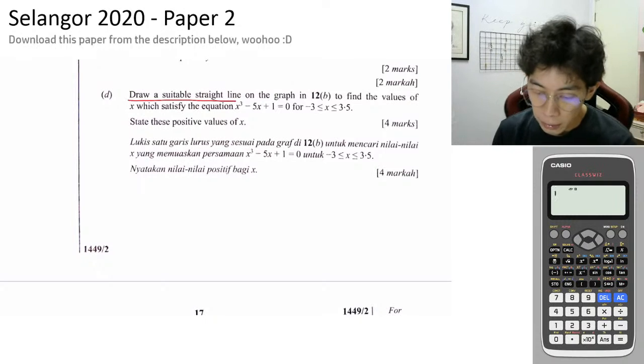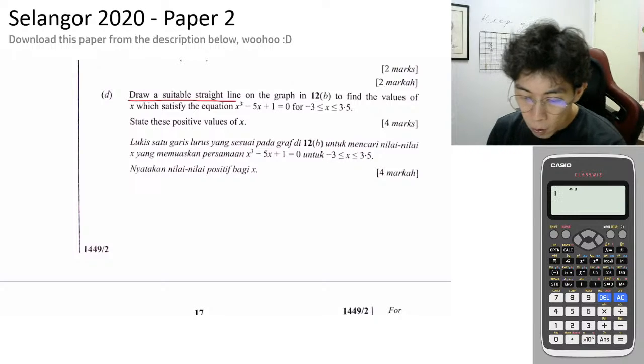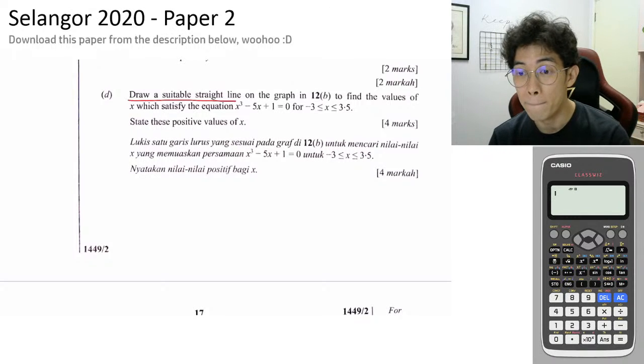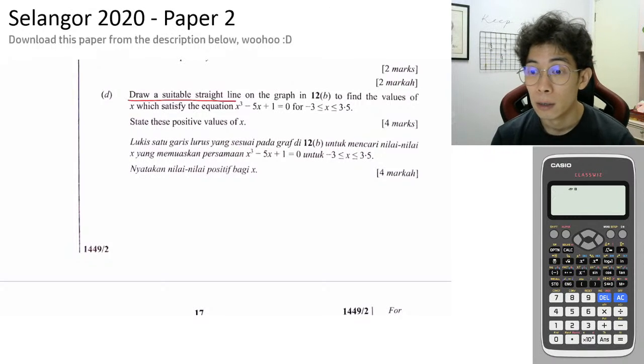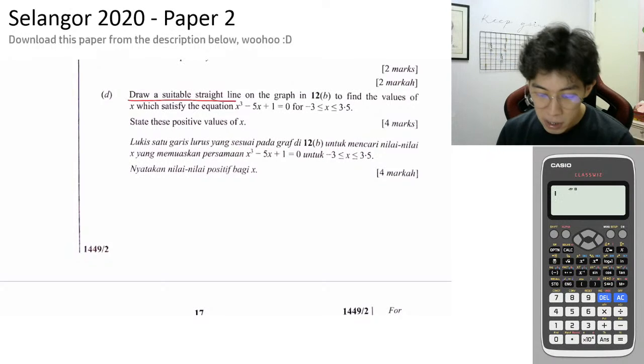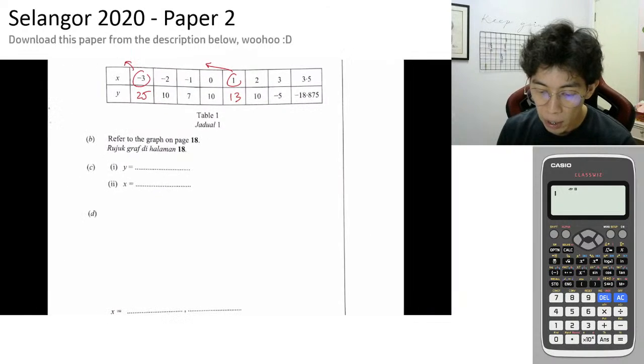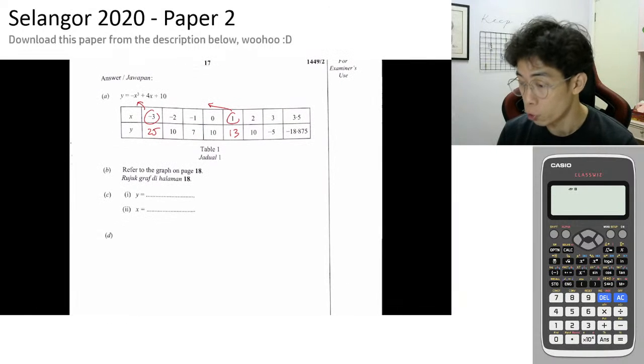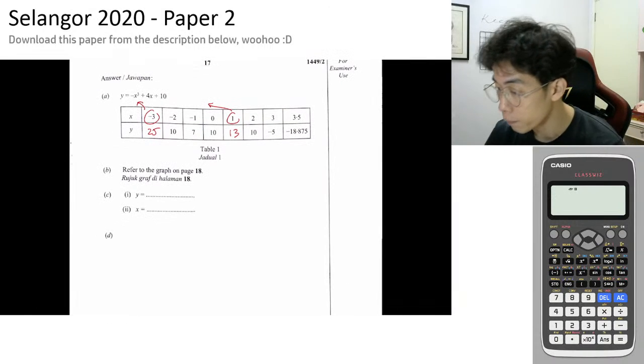Draw a suitable straight line on the graph in 12B. There is a space at the bottom. You fill up all the relevant information there, except for your drawing part. The drawing part you put there.